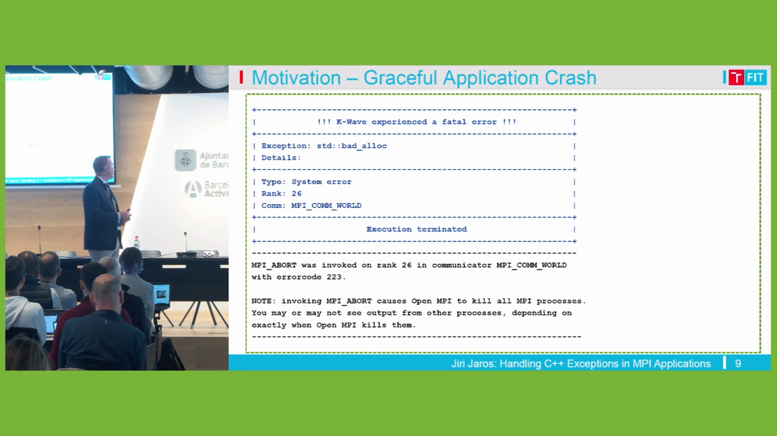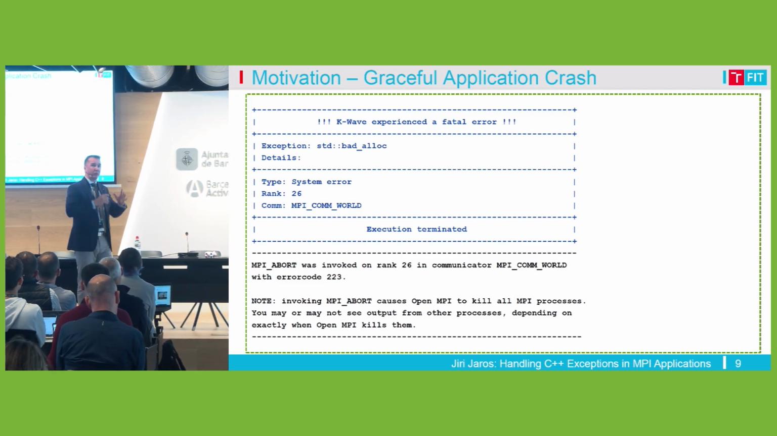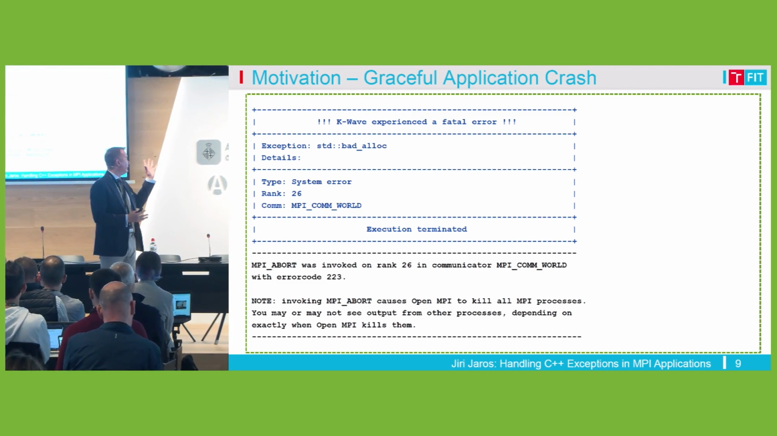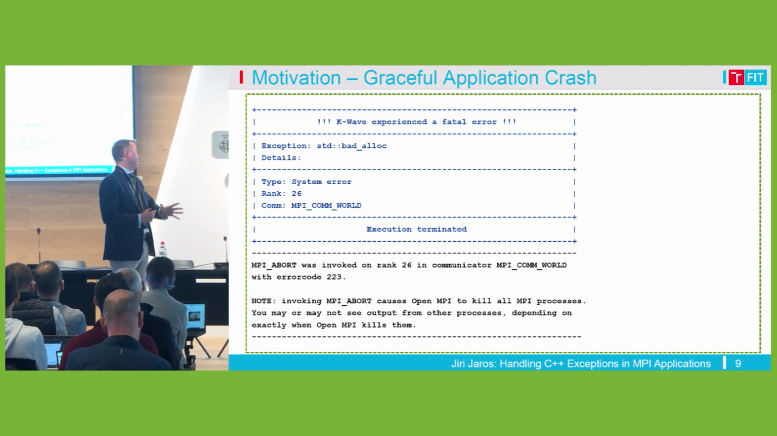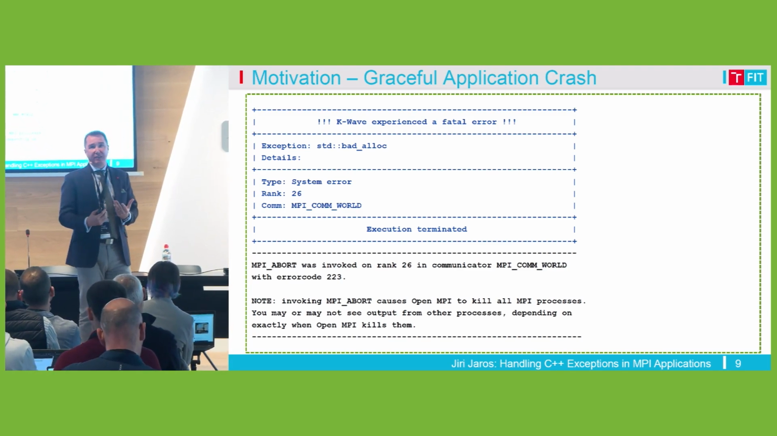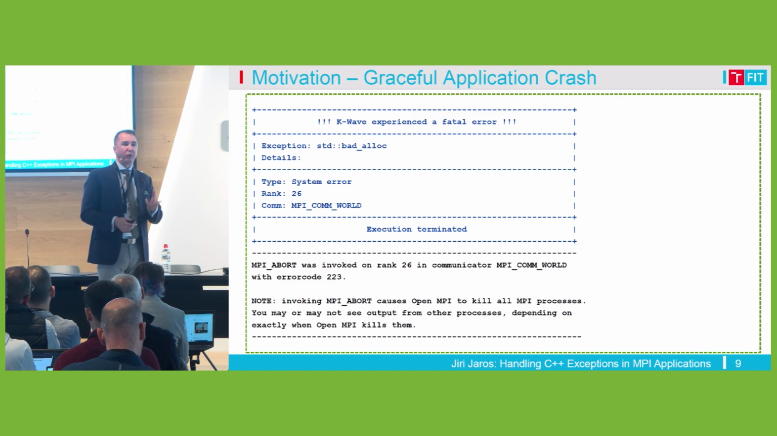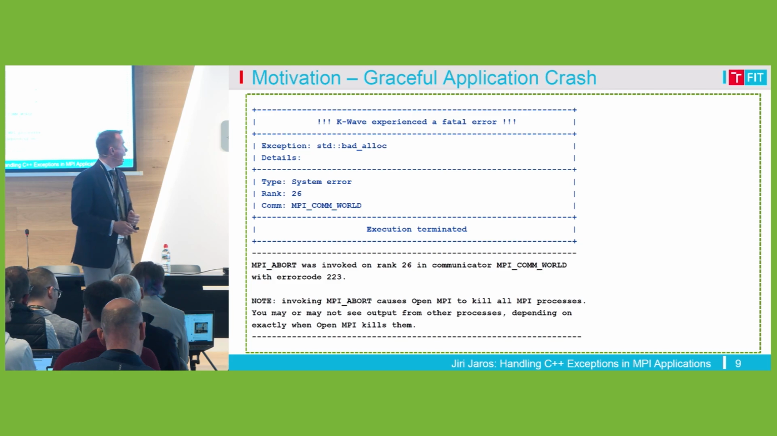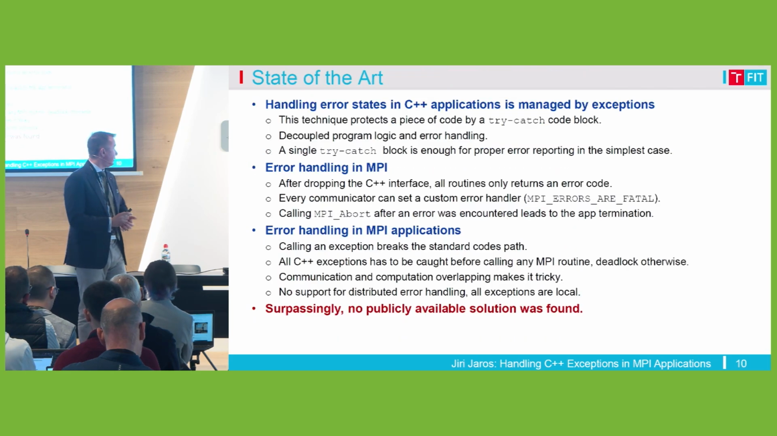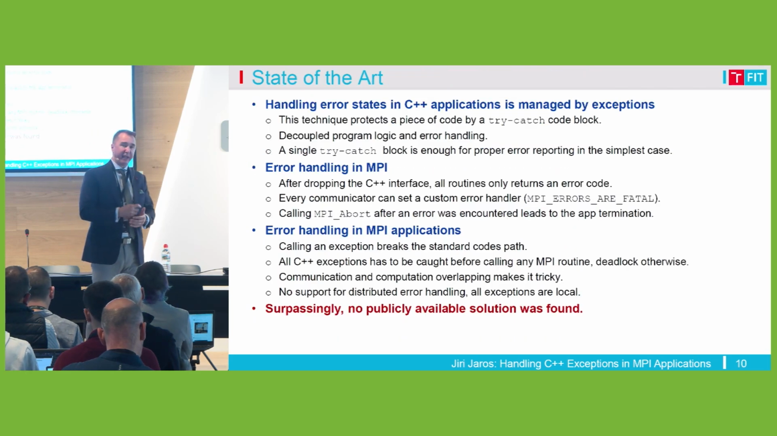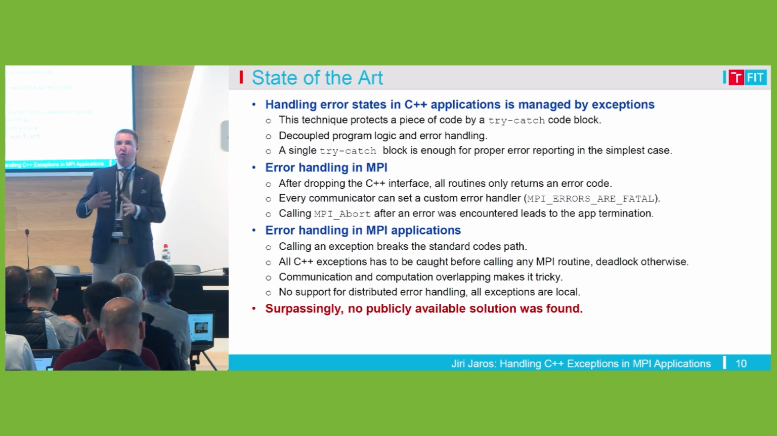And in this way, I would just like to see an error message from a single rank, summarizing the error in such a way that the exception was HDF5 I. We can have some details about the error. It was a system error caused by rank 26 in the communicator MPI comm world, and that's it. From this information, it might be much easier for me to figure out what's wrong, where the error is located, and so on.